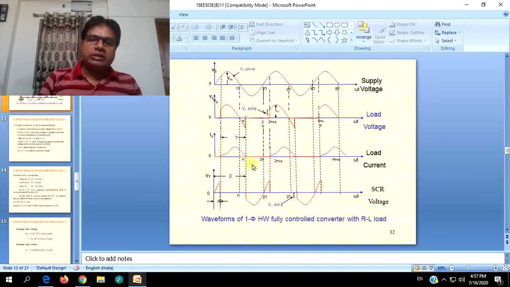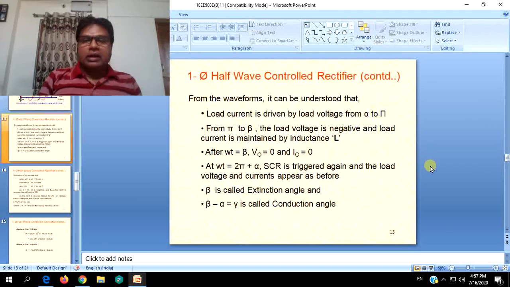And also in this inductive load case, the total energy stored inside the inductor during this positive half cycle of the supply voltage will not be utilized to its full extent. It will be wasted. How to improve on that, those things will be discussed in the next session.